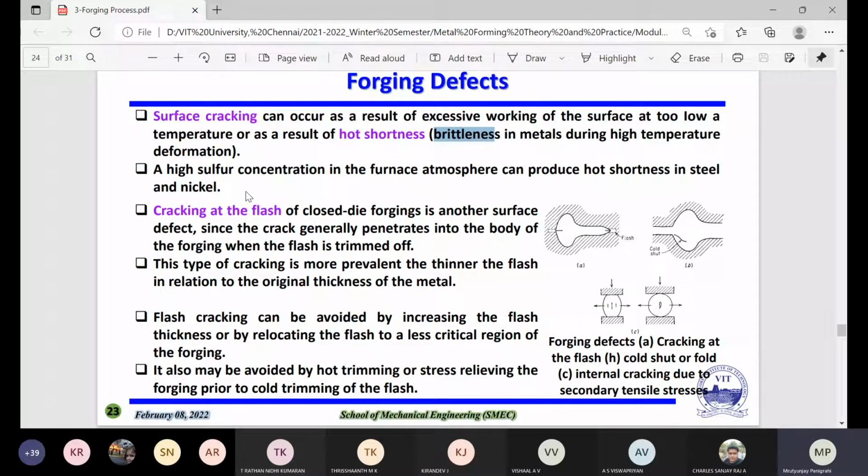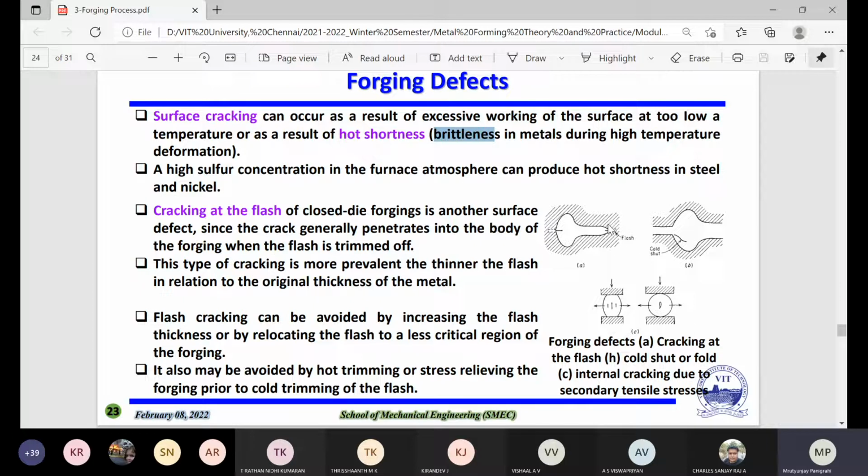Again, I'm repeating, you cannot say that the sulfur content is high in all materials, because in the case of steel and nickel, you may be finding different sulfur concentrations. So you have to think about the composition of the material, because every material has a different or unique property, and you have to find that out. And cracking at the flash in closed die forging is another surface type.